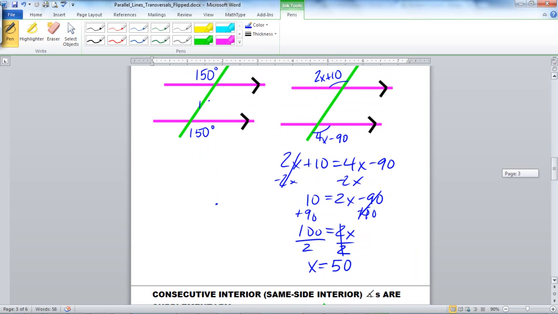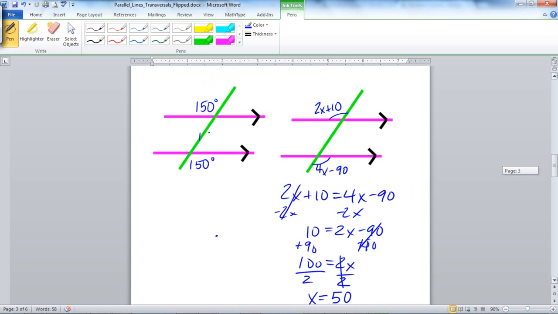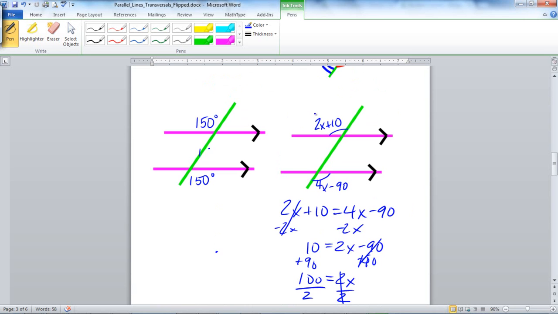I could be done with the problem if it said, hey, what's the value of the variable? Or it might say, give me the measure of the angle. So I take the 50 and plug it back in. 2 times 50 here, and then plus 10. So 2 times 50 is 100. 100 plus 10 is 110 if they ask for the angle measure.